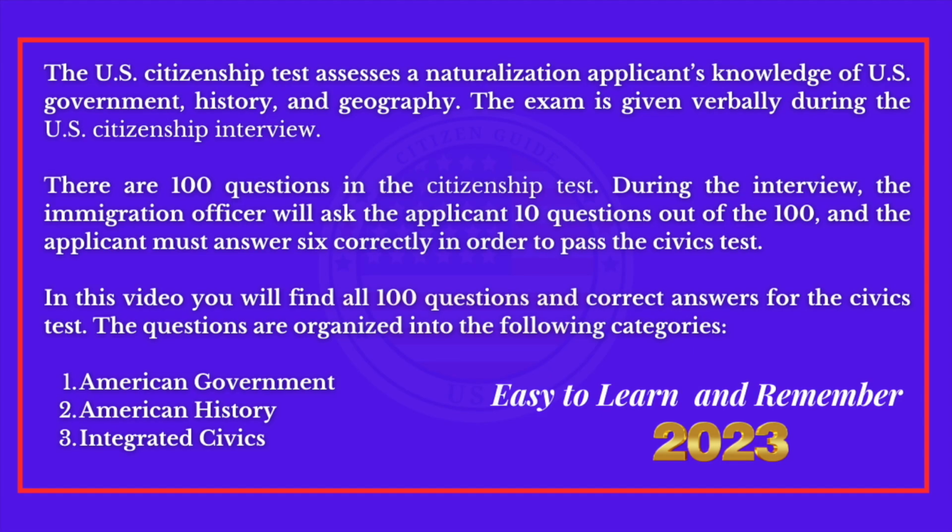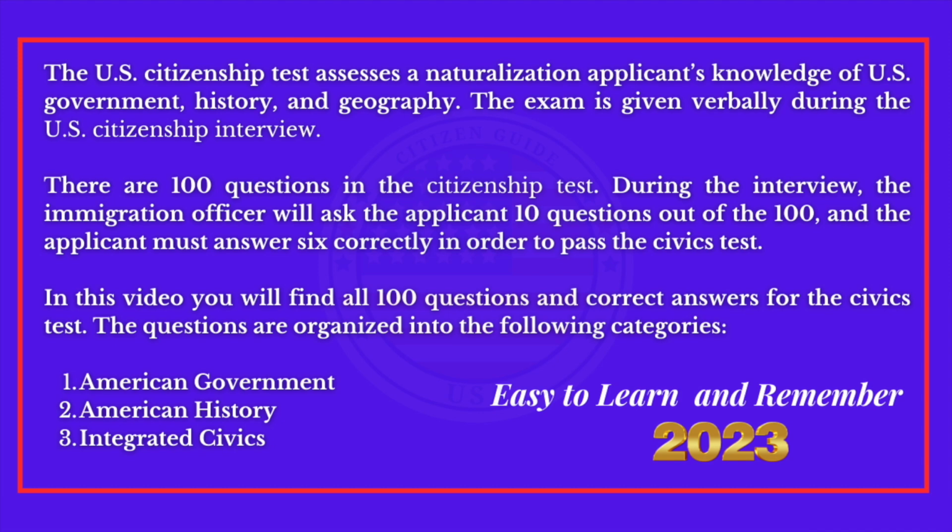The U.S. Citizenship Test assesses a naturalization applicant's knowledge of U.S. government, history, and geography. The exam is given verbally during the U.S. citizenship interview. There are 100 questions in the citizenship test. During the interview, the immigration officer will ask the applicant 10 questions out of the 100, and the applicant must answer 6 correctly in order to pass the civics test.